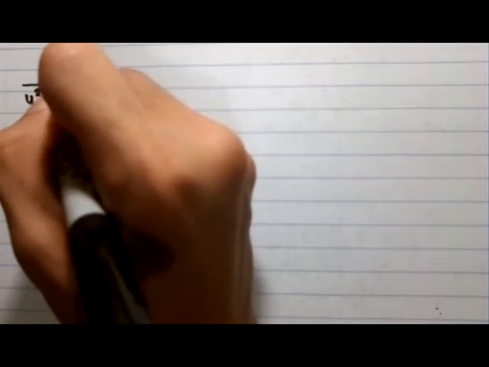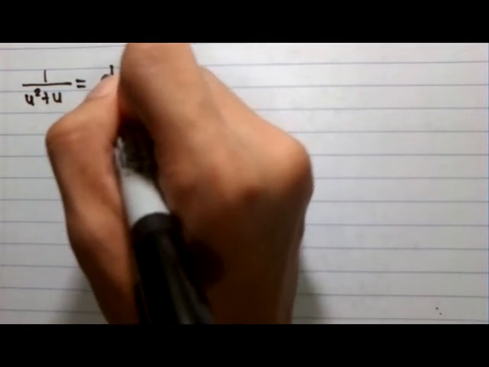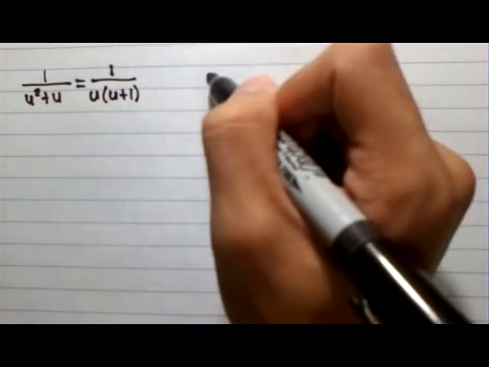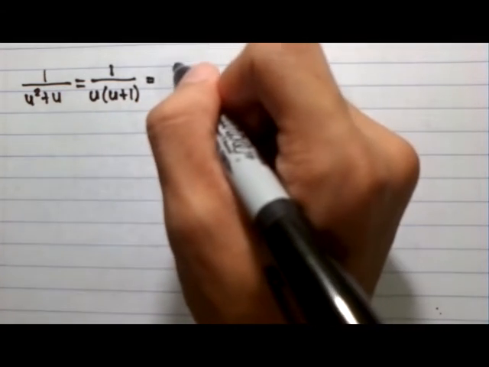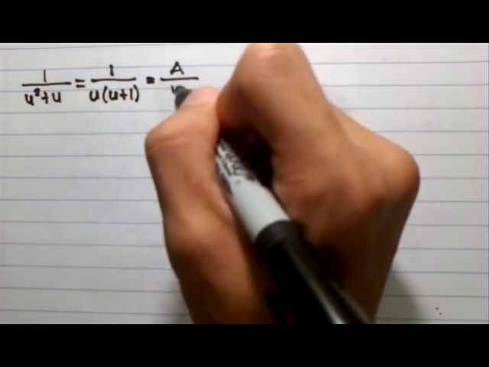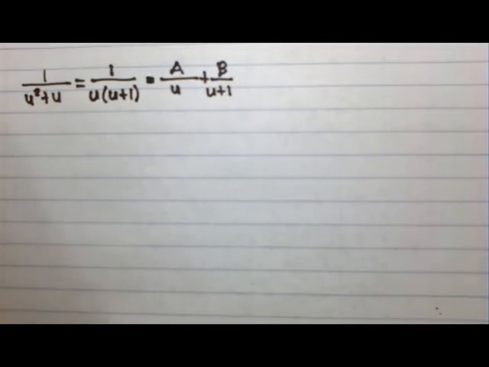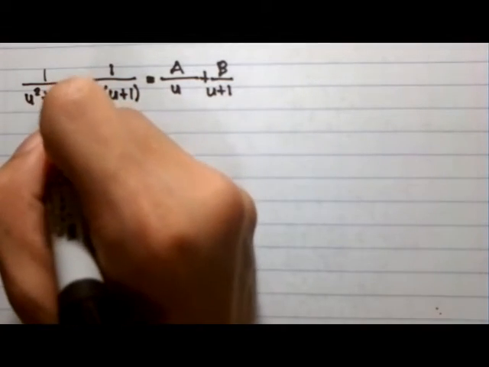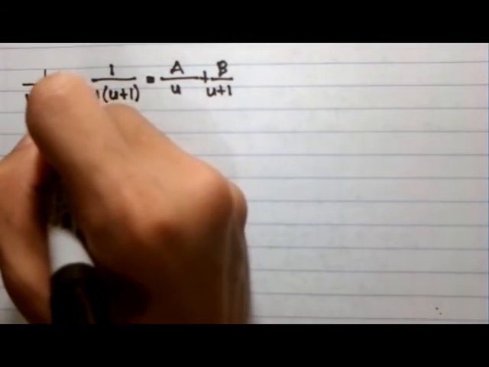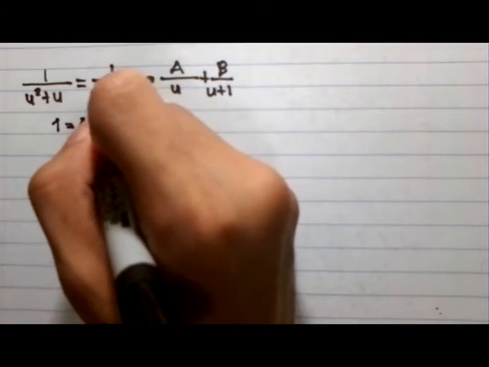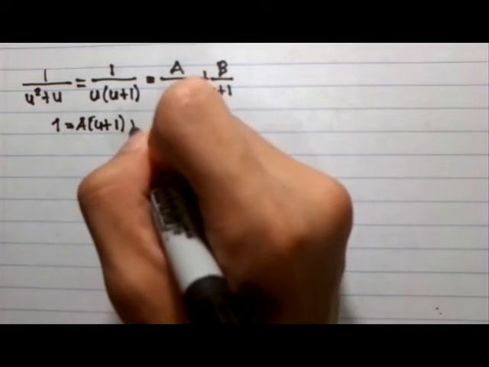So 1 over u squared plus u is equal to 1 over u times (u plus 1). And we equal this to a over u plus b over (u plus 1). And multiply both sides by u times (u plus 1). We will have 1 is equal to a times (u plus 1) plus bu.